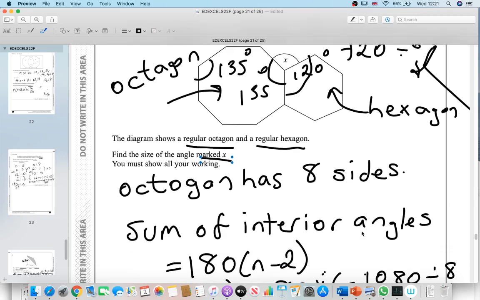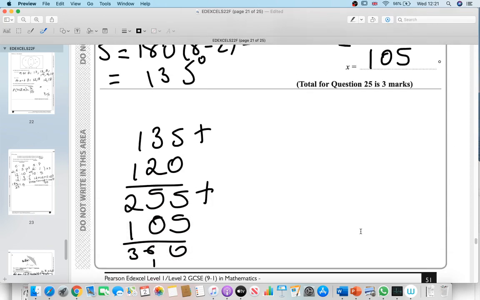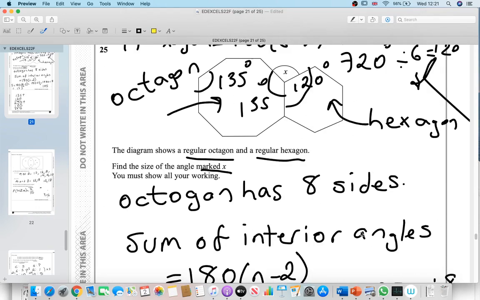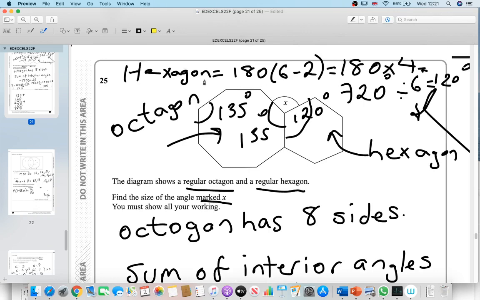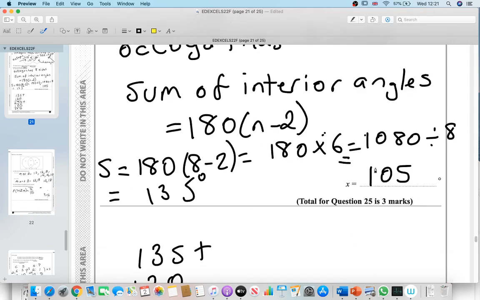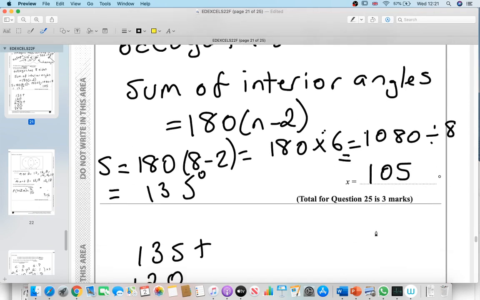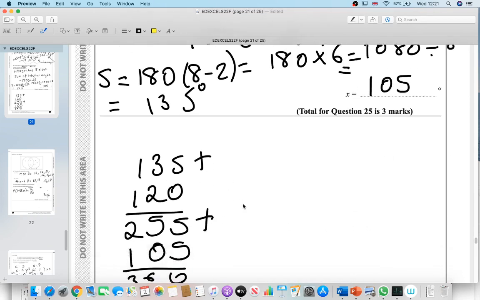Right, guys. For the hexagon, n equals 6. So I substitute n equals 6 here. I get 180 times 4, which is 720, divided by 6 is 120. So each angle in a hexagon is 120 degrees. Each angle in an octagon is 135. 135 plus x plus 120 has to equal 360 because angles around a point equal 360. Rearranging that, I get x is 105. So there are my workings there.